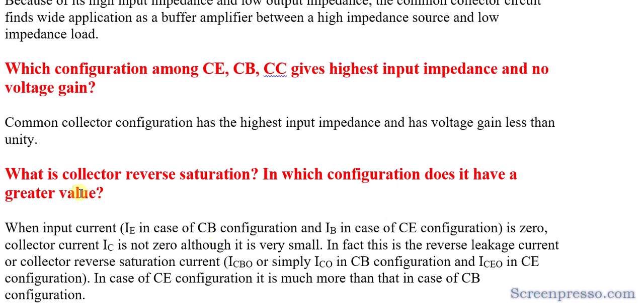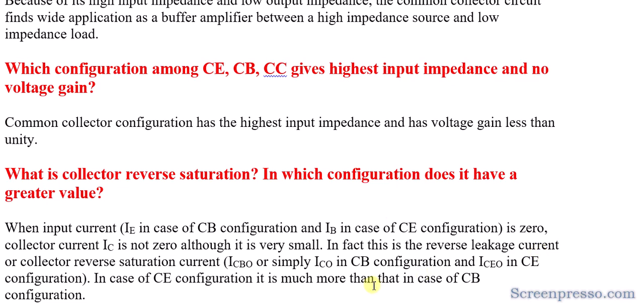So what is collector reverse saturation current? In which configuration does it have a greater value? When the input current IE in case of CB configuration, and IB in case of CE configuration, is 0, the collector current IC is not 0, although it is very small. In fact, this is the reverse leakage current, or collector reverse current ICBO.